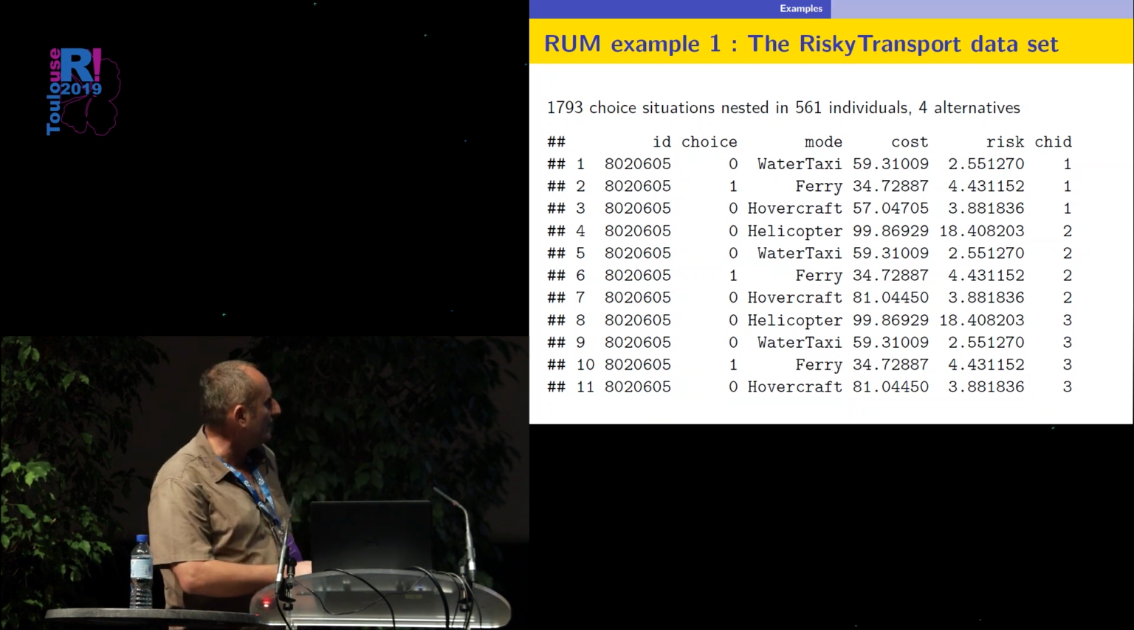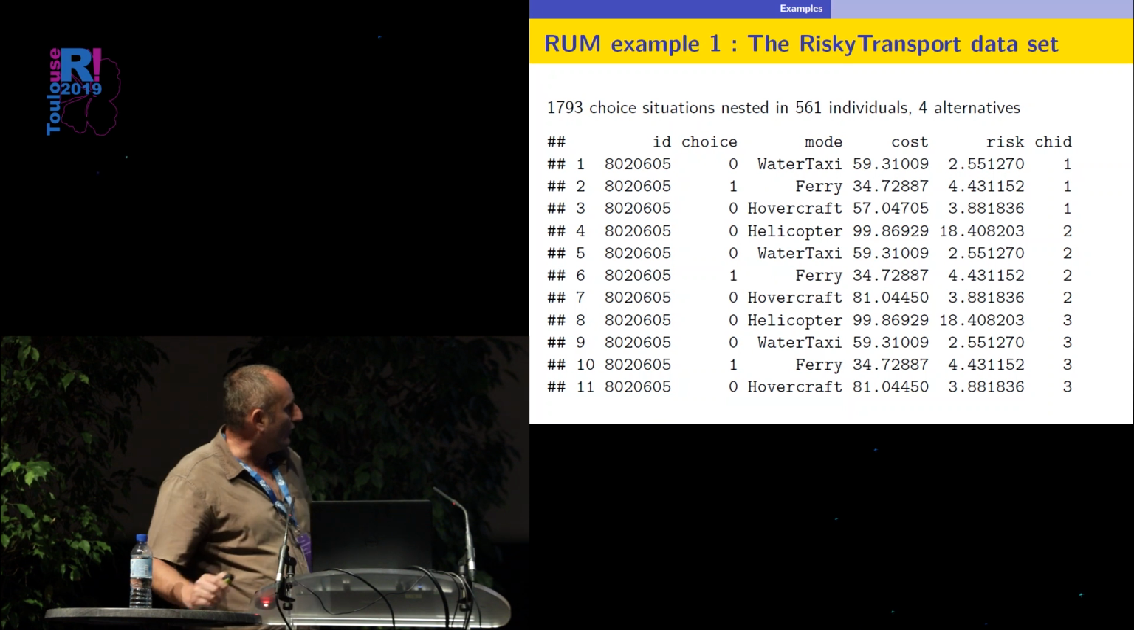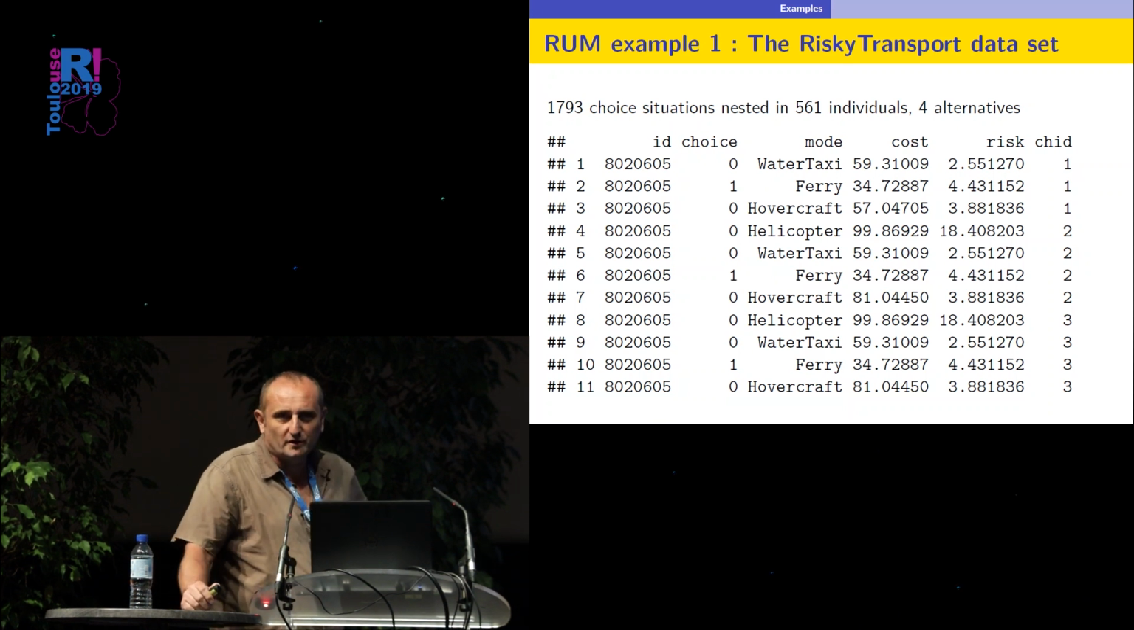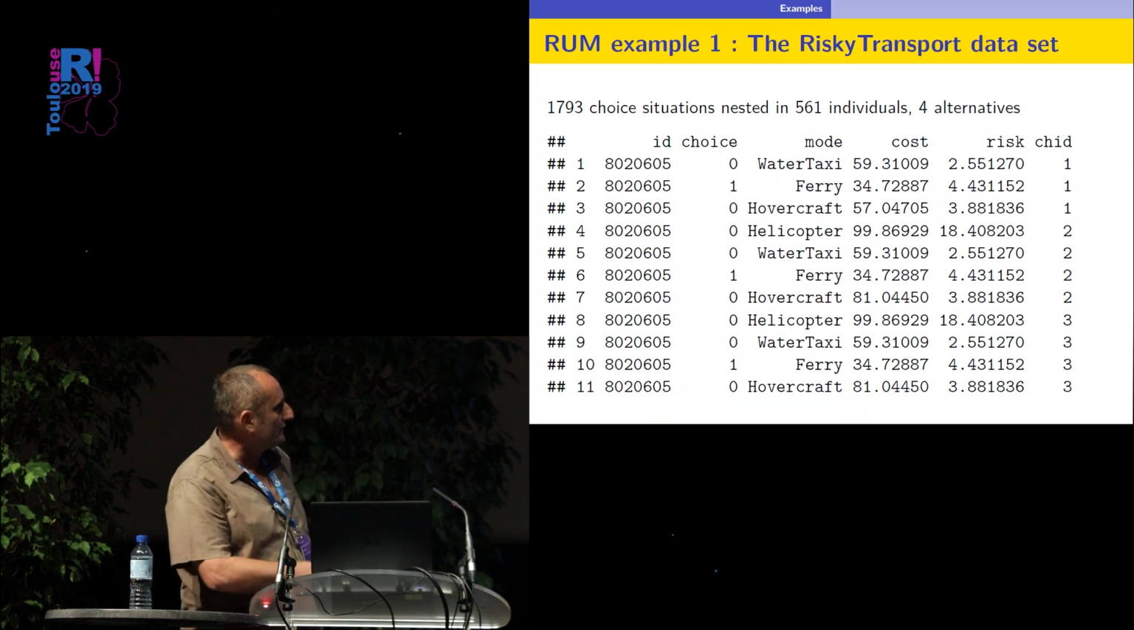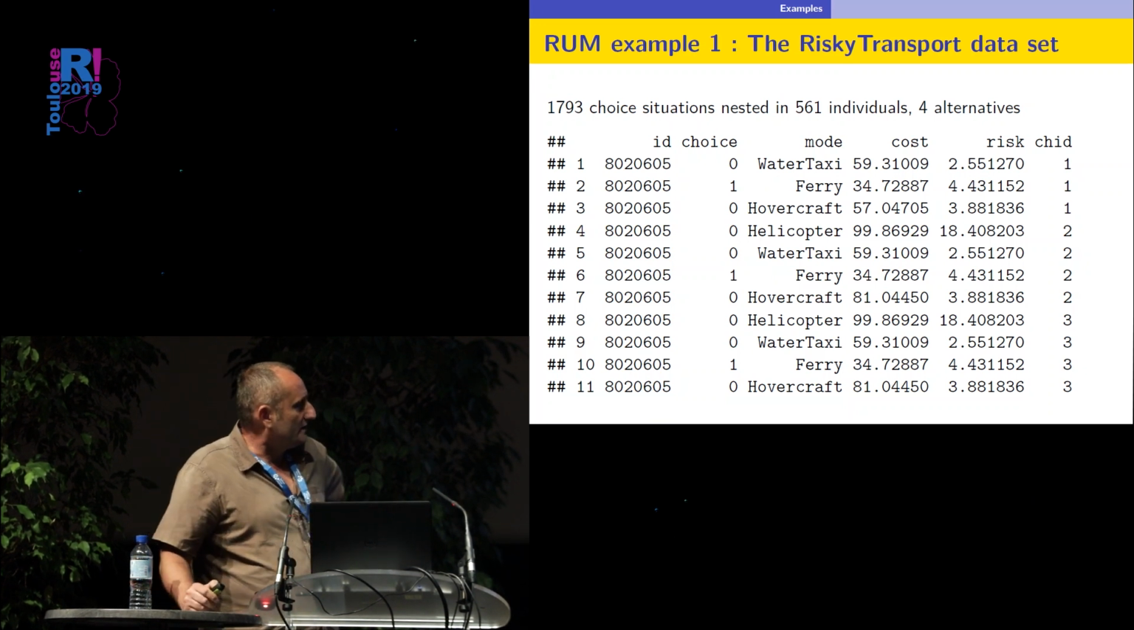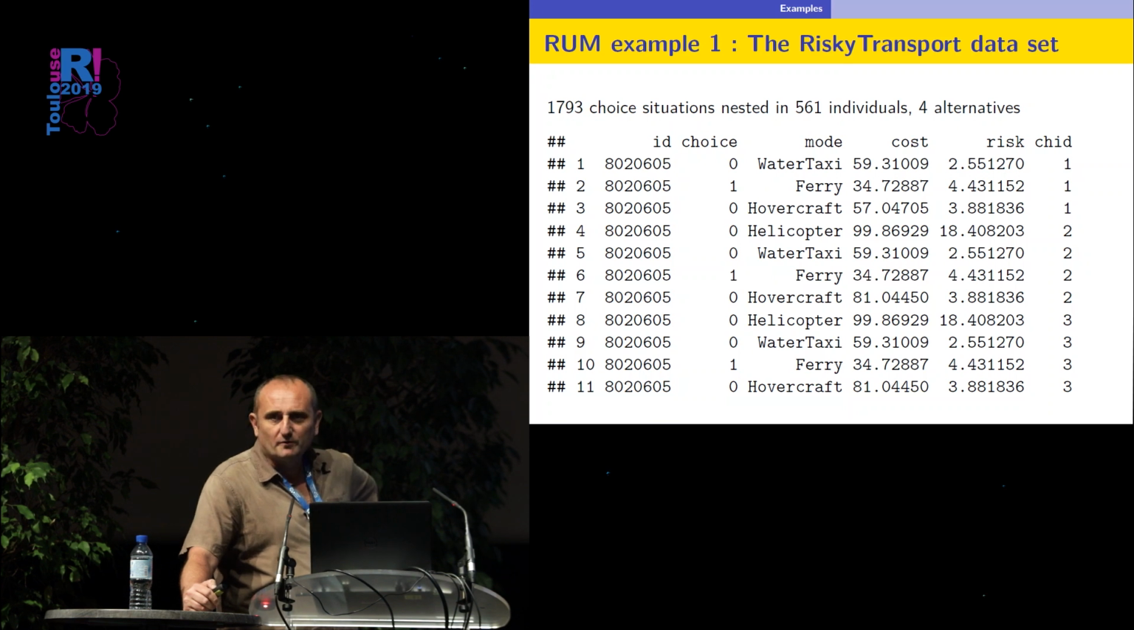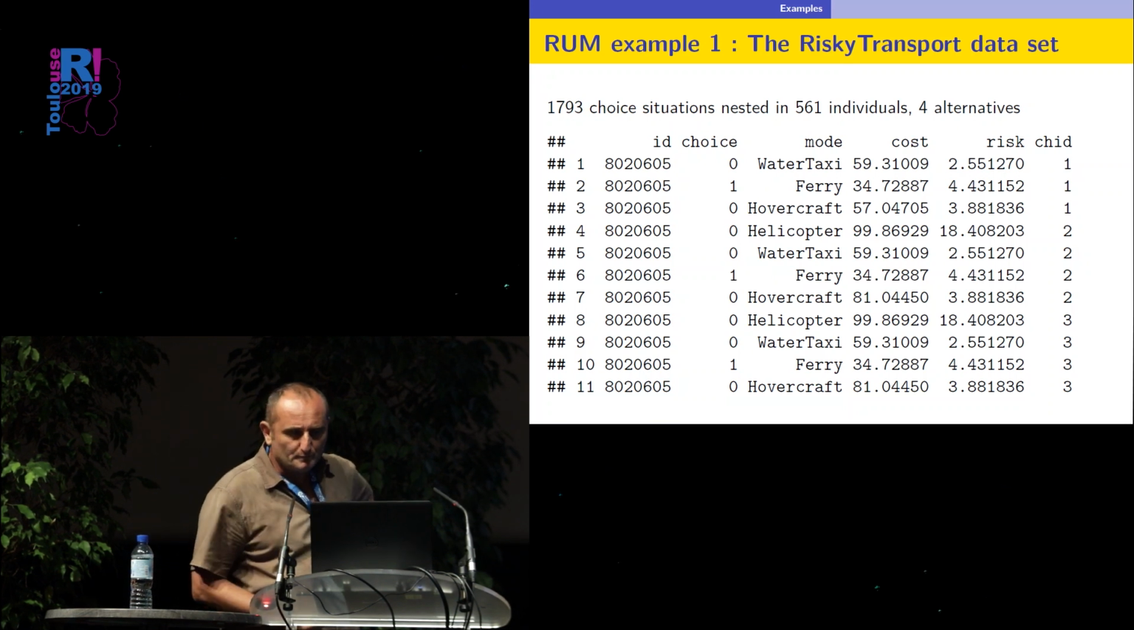And as you can see here, we have the same ID for the first three choice situations in this data set, which means that we have repeated choice, and that the first three choice situations here correspond to the same individual.